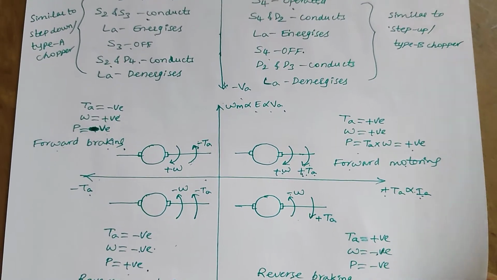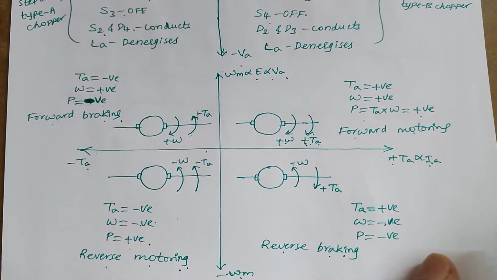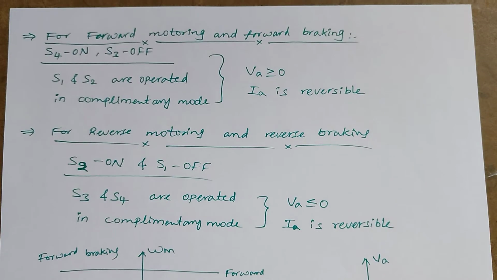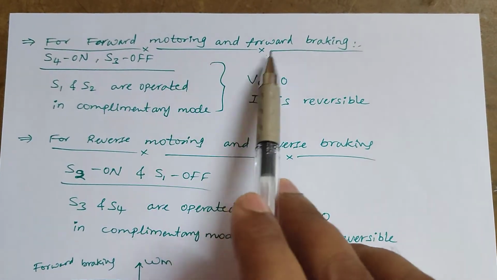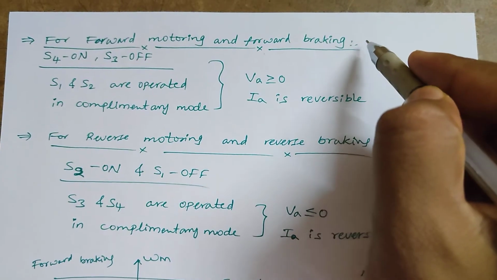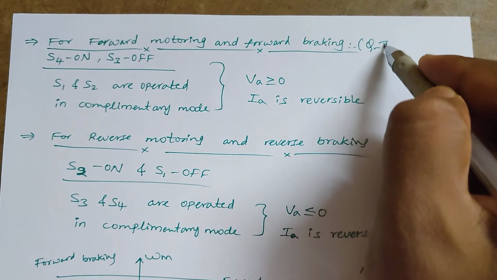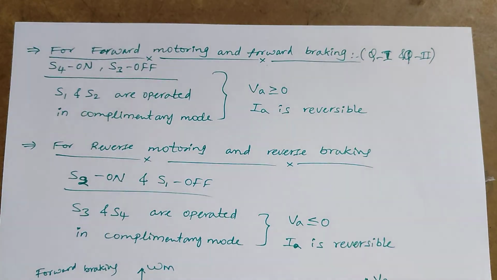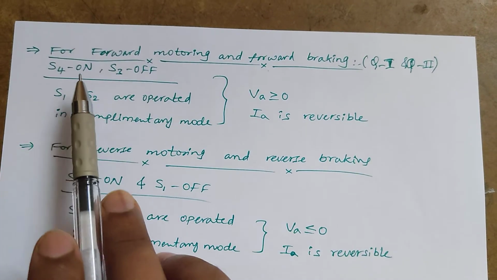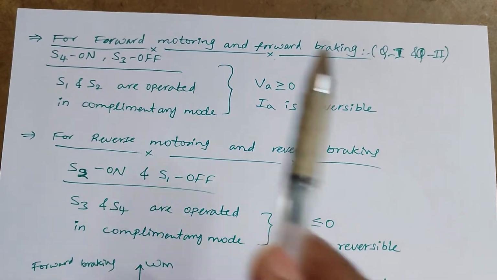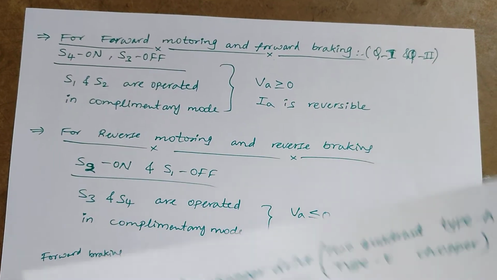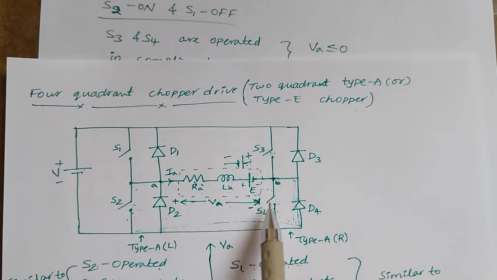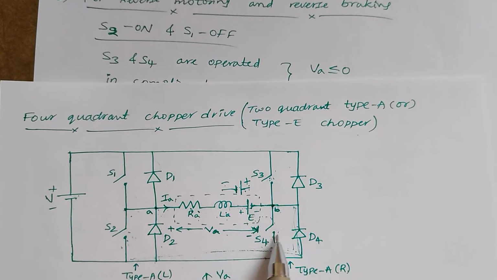Okay, so just to understand in a better way, the speed torque conventions are given. Overall, forward motoring and forward braking operations are nothing but quadrant 1 and quadrant 2. Quadrant 1 and quadrant 2 operations we will get by turning on the S4 switch and by turning off the S3 switch.